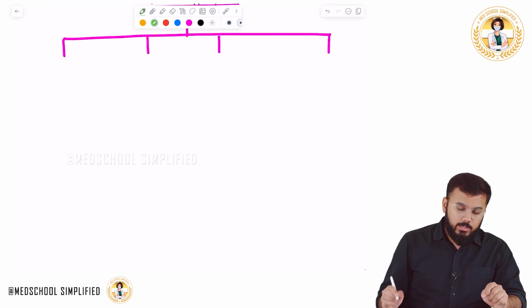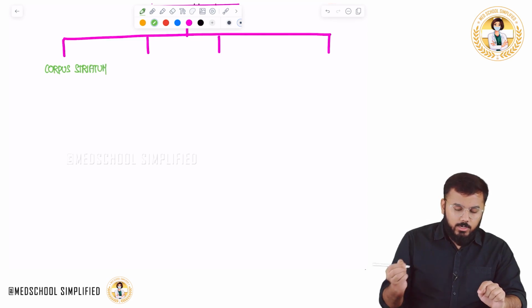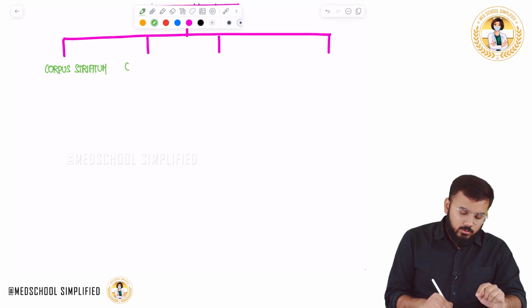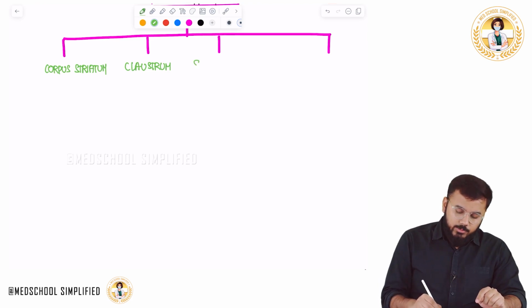What are these 4 important things? The first one is called your corpus striatum. The second one is called your claustrum. The third one is called substantia nigra.